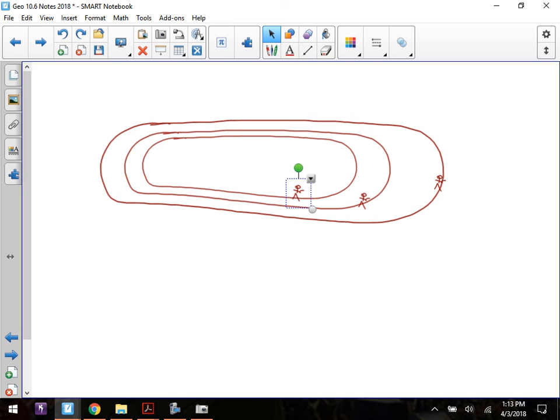It's going to be out of the 360, but it's going to be dependent upon the radius.